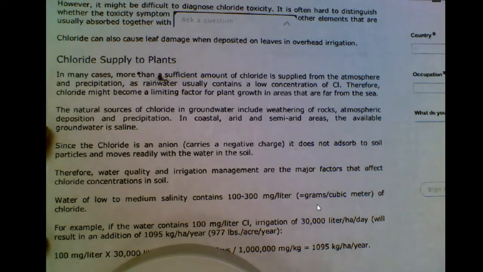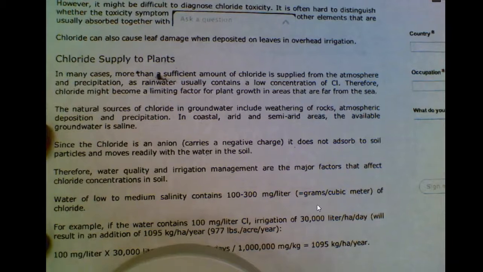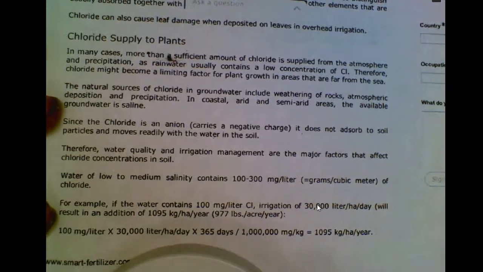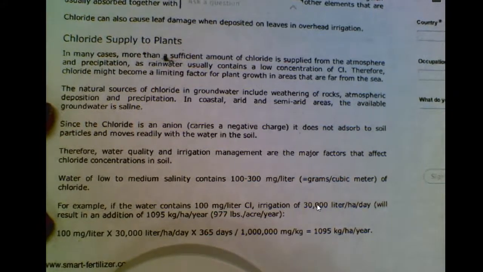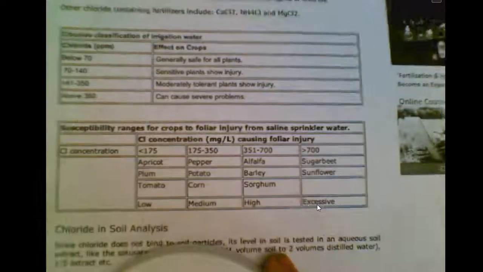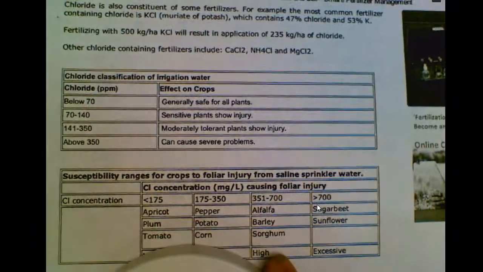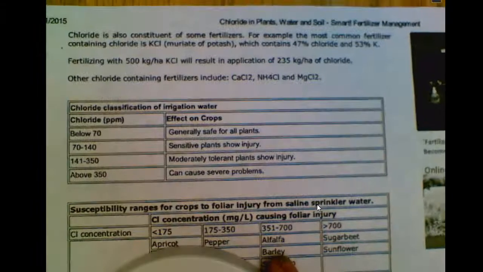Water of low to medium salinity contains 100 to 300 milligrams per liter of chloride. So if your water contains 100 milligrams per liter of chloride, irrigation of about 30,000 liters per hectare per day will result in an addition of 1,095 kilograms per hectare per year, or about 977 pounds per acre per year. Okay, and this shows you the calculations for the chloride.